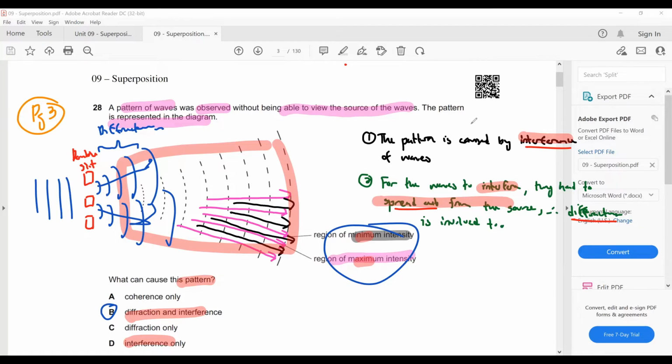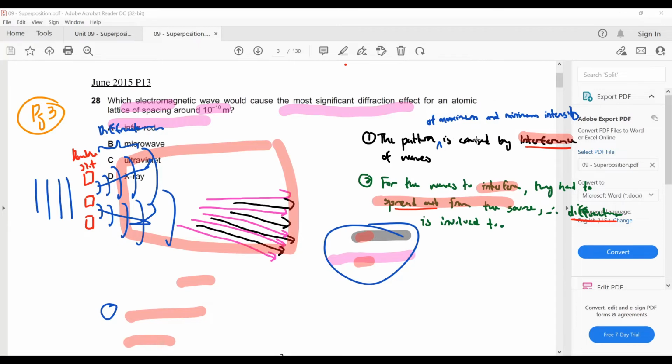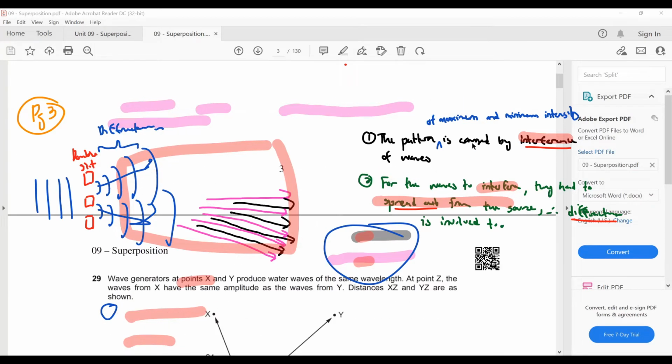Maybe I should just write here. The pattern of maximum and minimum intensity is caused by interference of waves. For waves to interfere, they spread out from the source, therefore diffraction is involved too. Okay, right. So that part is okay. Then after that, we go on to something else.